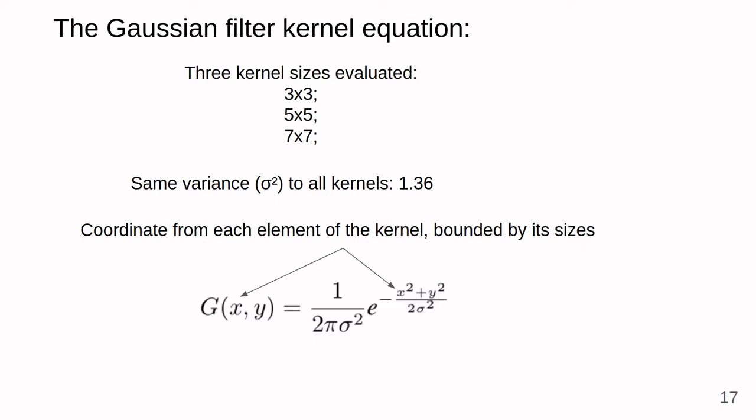In this work, we evaluated 3 different kernel sizes: 3x3, 5x5, and 7x7. To obtain the kernel coefficients, we use the equation G as displayed, with the variance equal to 1.36 and the xi values as the coordinates of the kernel matrix positions.